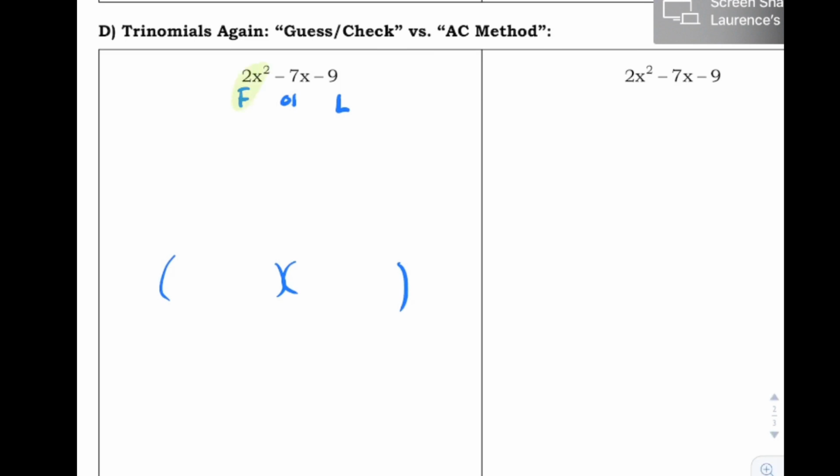The 2x squared came from multiplying the two first terms together. Well, what's that mean? It means I must have had a 2x times an x, right? How many ways can you make 2x squared? It must have been a 2x times an x. So that's not much of a guess, really, but here we have to guess a little bit.